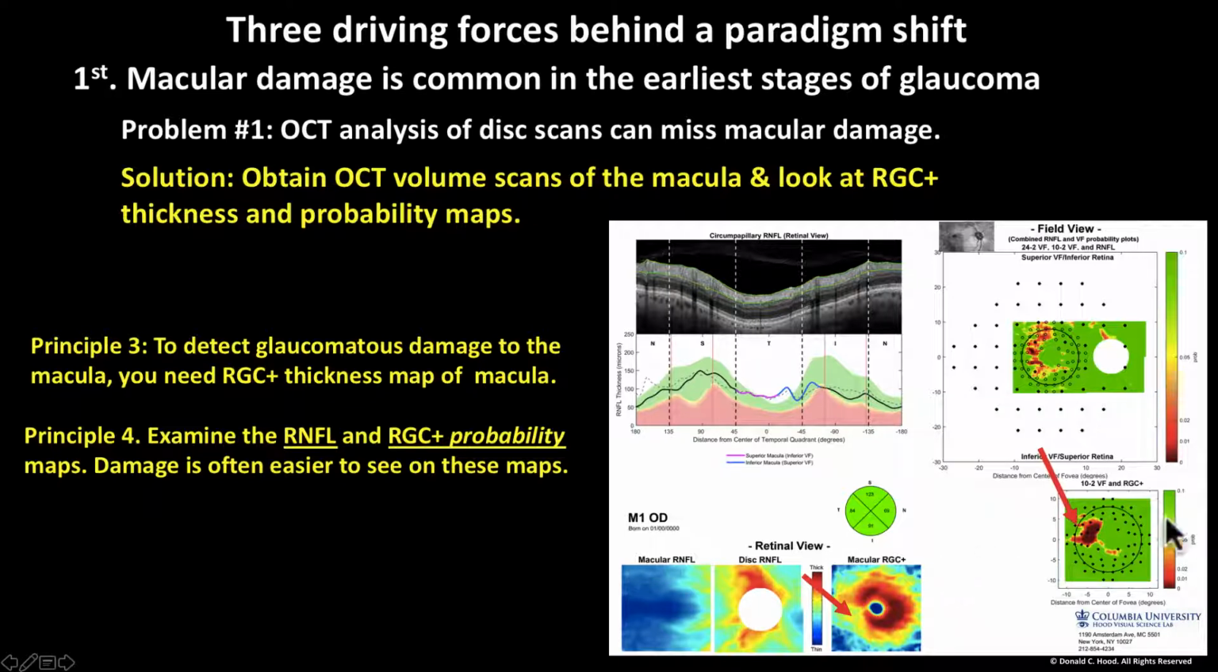So here, I'm going to examine the probability map in field view for the retinal ganglion cell, and you can see the abnormal region that corresponds to the thinning. And then you also want to look up here at the retinal nerve fiber layer, and you can see that there's damage here.